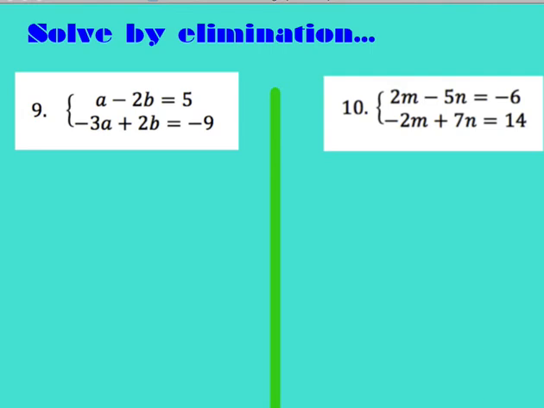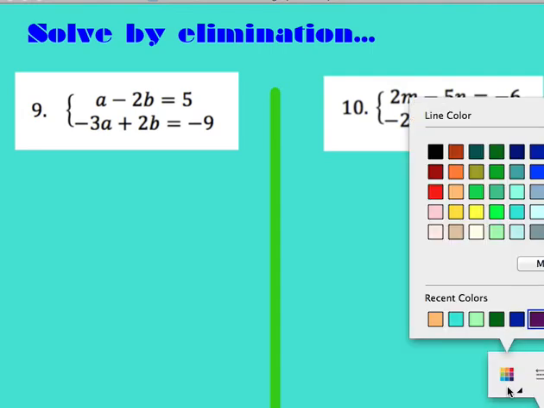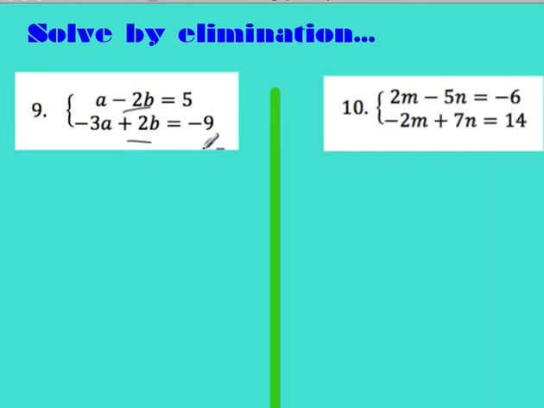So for number 9, I noticed that we have the same number with opposite signs on the b's. So that means I can go ahead and add down the columns. So a plus a negative 3a is going to give me a negative 2a. 5 plus a negative 9 is going to give me negative 4. Remember again that those b's are canceling out, so I don't have to worry about those.